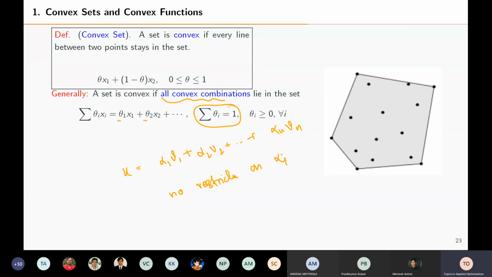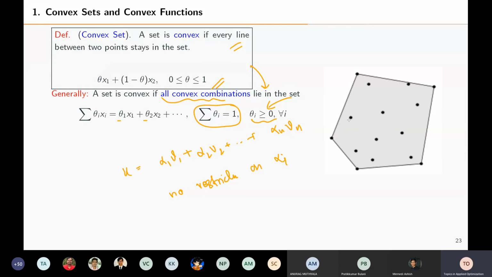Given a set of points, a convex combination is the summation of theta i xi, where the summation of theta i must be equal to 1, and additionally theta i must be greater than or equal to 0. So this is the definition of convex combinations. The basic definition is the earlier one, and usually you will use that, but one can also use this as a definition for convexity.